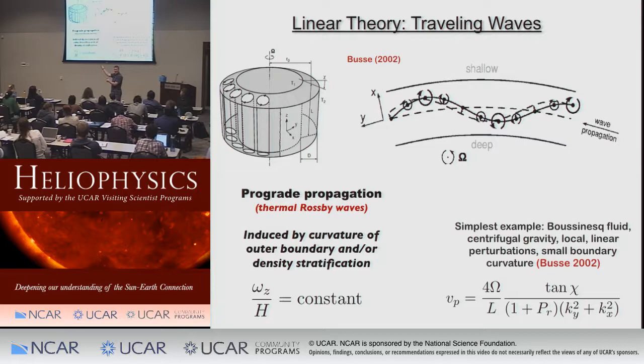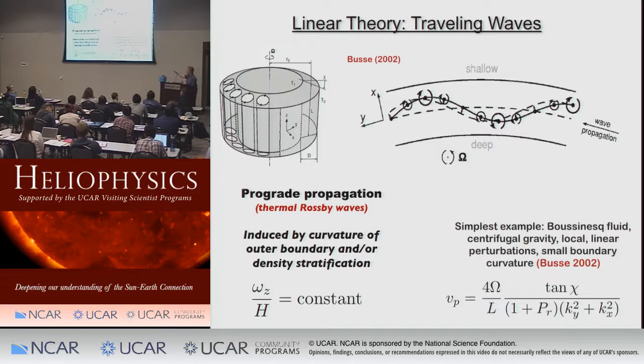And that gives you a wave propagation. So these things propagate in a positive longitudinal direction, so they propagate from west to east. And you can work it out. The simplest example, if you assume a Boussinesq fluid, centrifugal gravity, so gravity directed outward, and local linear perturbations, then the phase velocity of the traveling modes is just proportional to the rotation rate and the tangent of the angle of that slope. And if you slope it the other way, so it's a concave slope associated with the spherical surface, but if you slope it the other way, they go the other way. So density stratification can have a similar effect of making them go prograde.